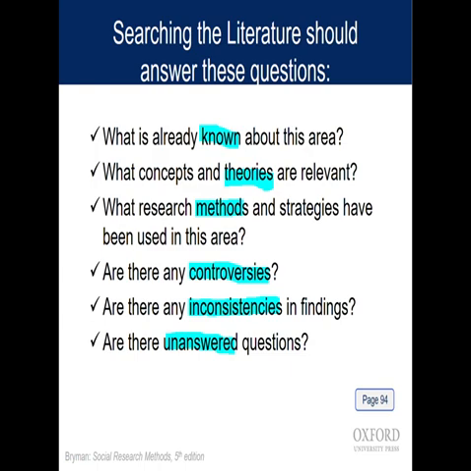Next question, what research methods and strategies have been used in this area? So again, what sort of methods do they typically use? Do they use surveys? Do they use experiments? Do they use interviews? How do they do it? How's it been done in the past?